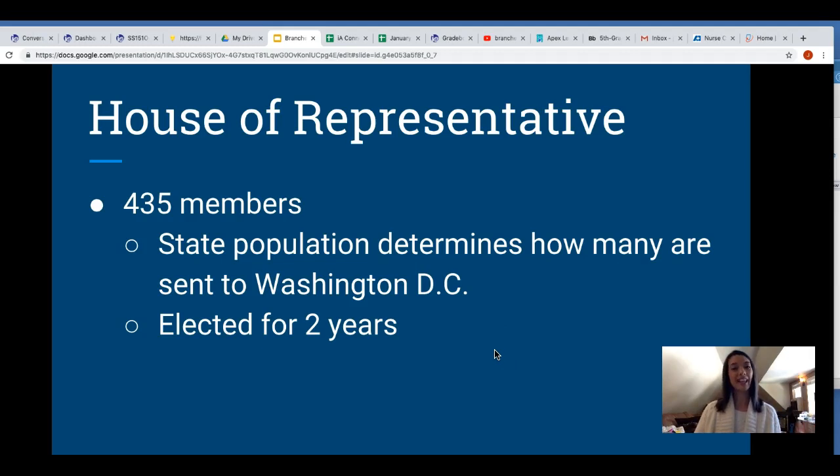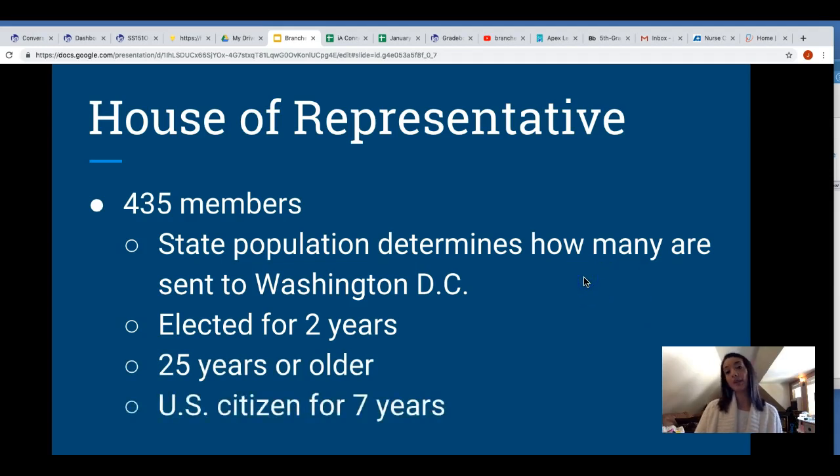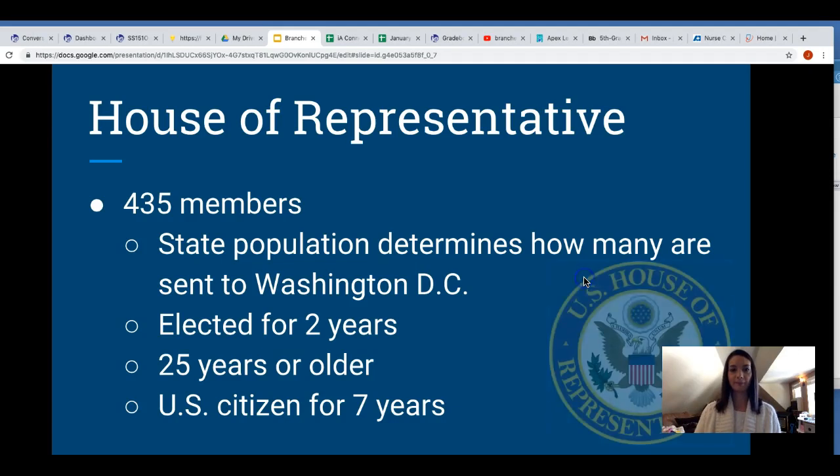Okay? Now, House of Representatives, you can be in it for 2 years. Okay, remember the Senate is 6 years. You have to be at least 25 years or older, and you have to be a U.S. citizen for at least 7 years. Okay, so the President, the Senate, and the House of Representatives, each of them have different details as far as how you can be one of those positions.